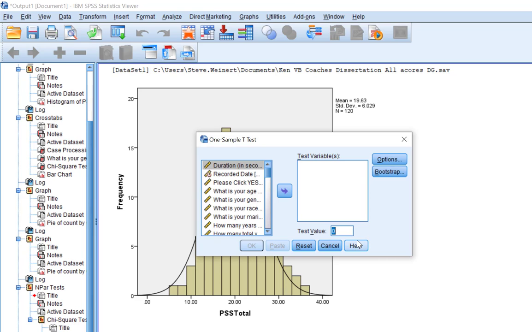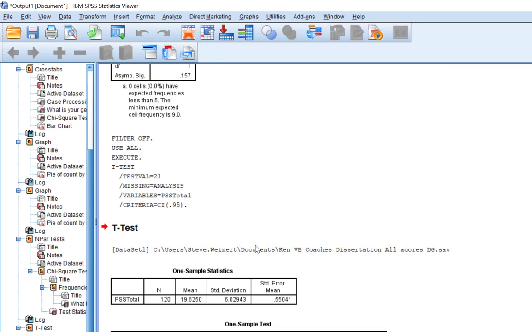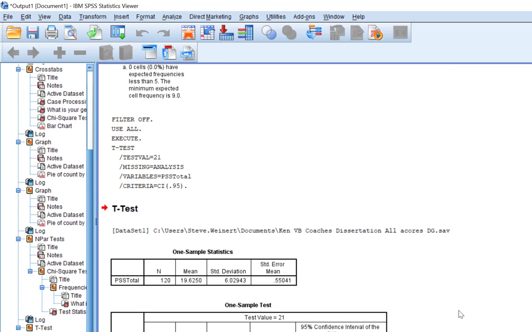So which is higher than ours. Ours is 19.63. Let me put ours in here. It is statistically different. It's actually statistically lower than that. So, compared to that sample that they used, coaches are actually statistically lower as far as overall stress and perceived stress.